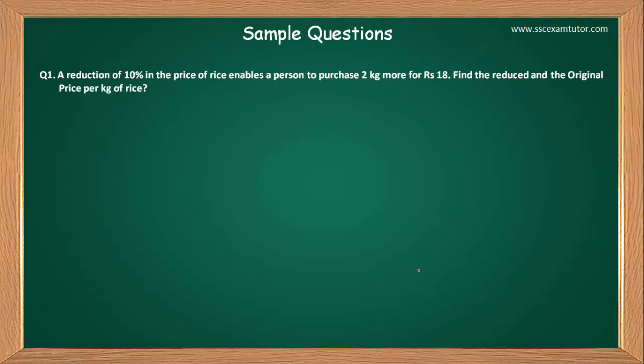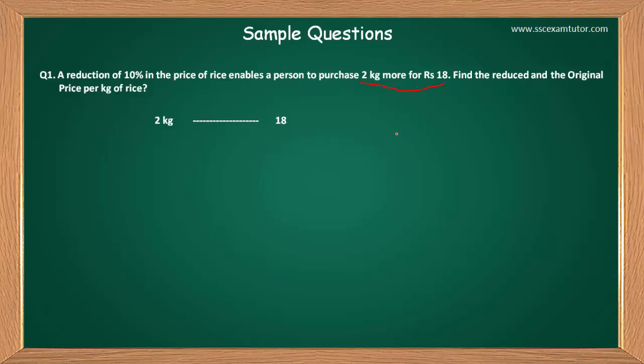So here is our first question. It says a reduction of 10% in the price of rice enables a person to purchase 2 kg more for 18. Find the reduced and the original price per kg of rice. So let's see how to solve this question. It says 2 kg more for 18.